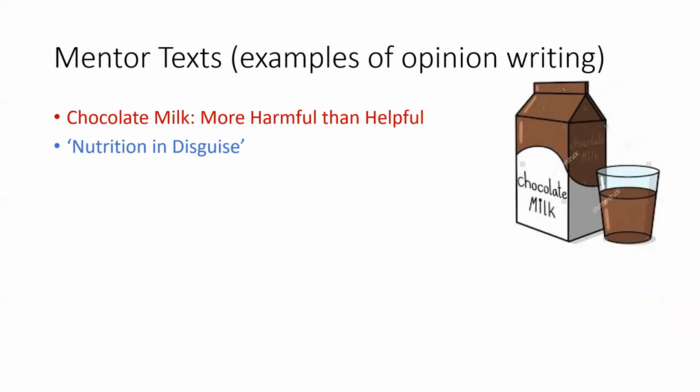So what we're going to do is look at some mentor texts. Mentor texts are examples of opinion writing. We're going to look at a debate, an opinion about whether chocolate milk should be served in school or not. So we're going to read 2 articles. I'm going to read them out loud to you, and then you're also going to get a chance to look at them yourself. The first one that we're going to read is Chocolate Milk, More Harmful Than Helpful. And the other one, Nutrition in Disguise.